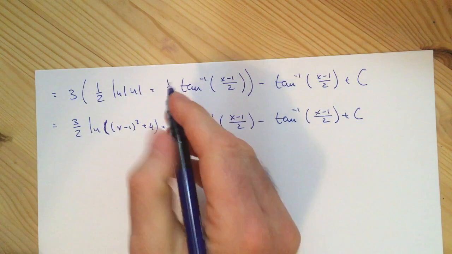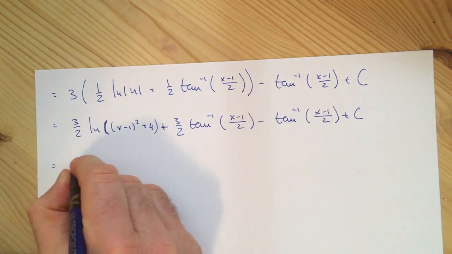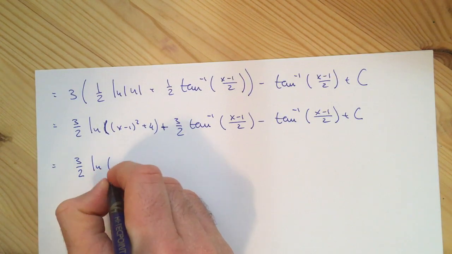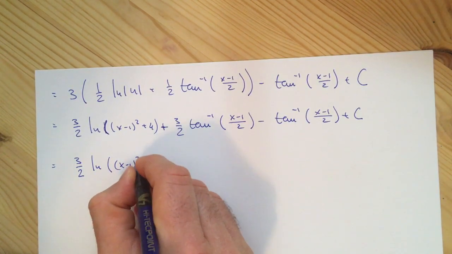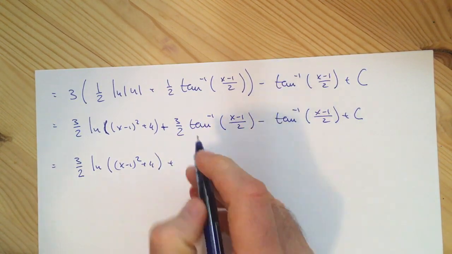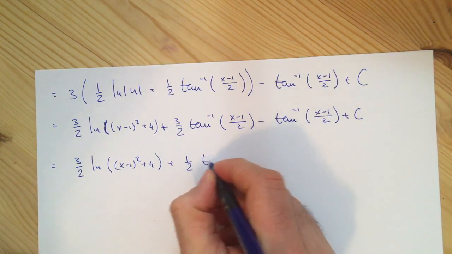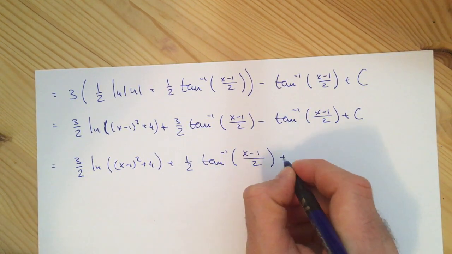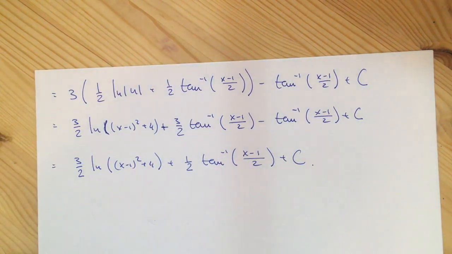Now I can add these two terms. 3 over 2 ln of x minus 1 squared plus 4 plus 3 over 2 minus 1 is positive half arctangent of x minus 1 over 2 plus c.